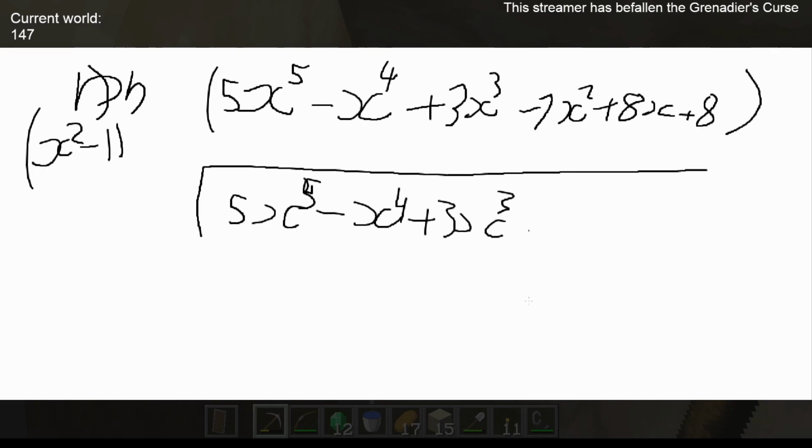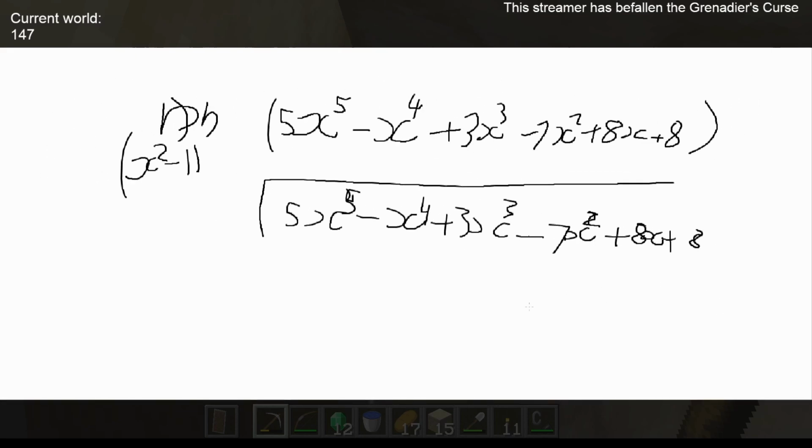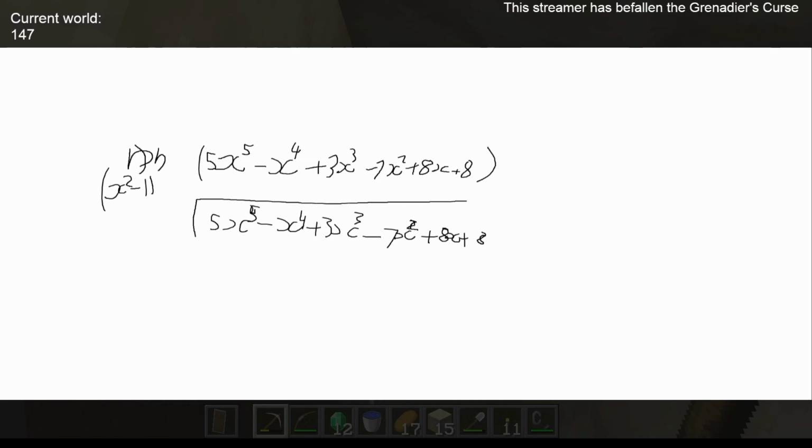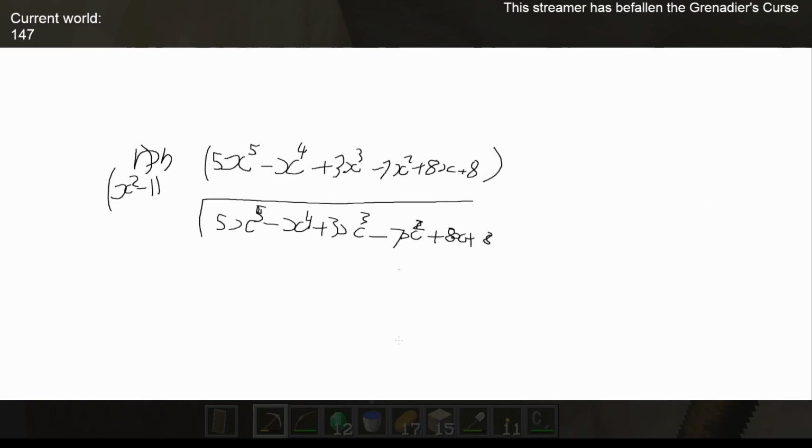You had to do your long division, you wrote it out like this, it was lovely and fun, and you were having a great time. That's a lie. You write it out like this. You divide by x squared minus 1. You're like, well, how am I gonna do that? You're gonna look at each individual term. You're gonna look at 5x to the power of 5.